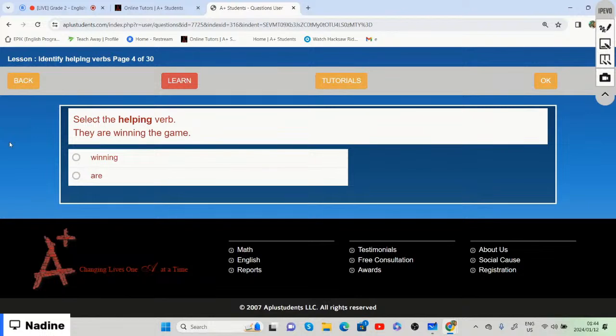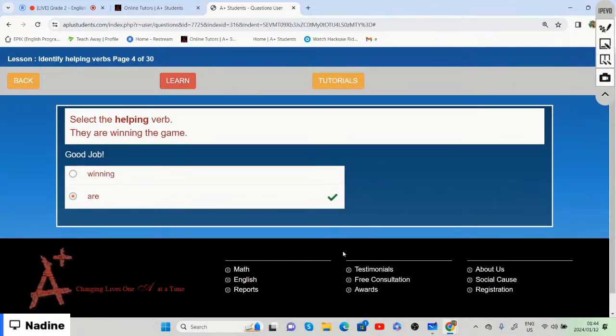And if we select the helping verb, then we will say it is are, and winning being our main verb. Which means that we use the helping verb are with its main verb, and the helping verb helps the main verb to show action. All right.